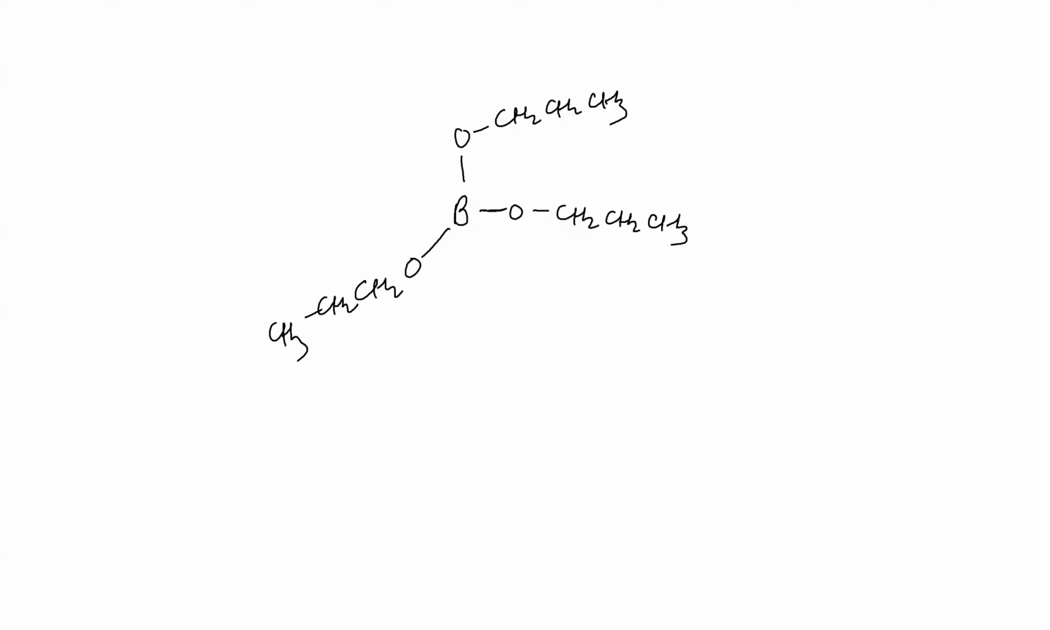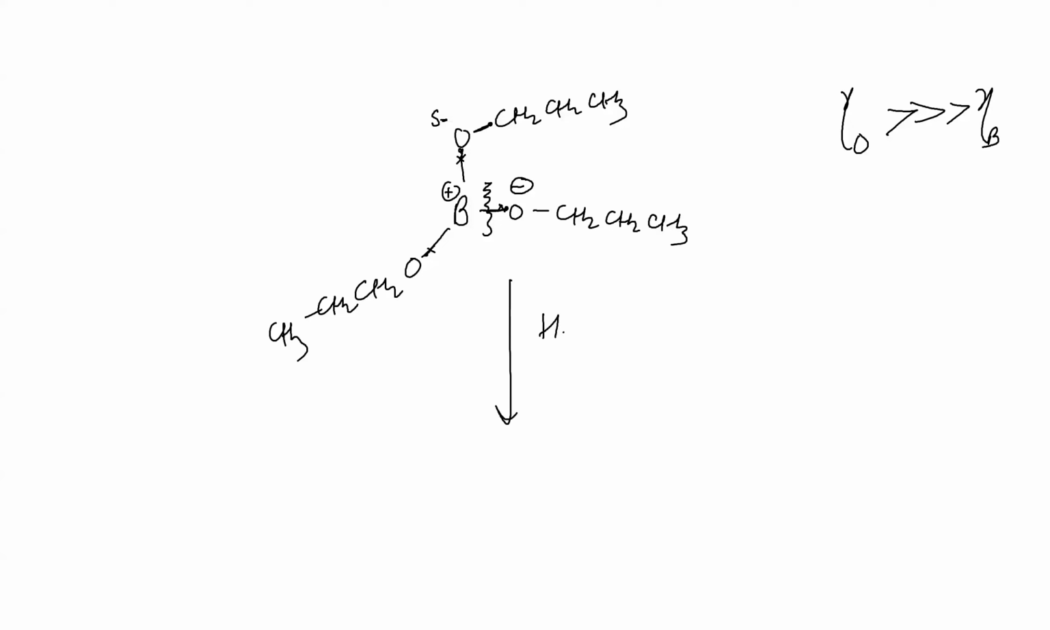Again, O is highly electronegative. So if this bond breaks, O acquires a partial negative charge and B acquires a partial positive charge, because in the bond between B and O, the electronegativity of O is very, very much higher than that of boron.